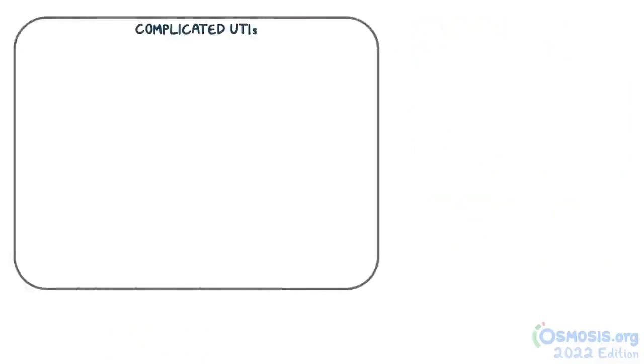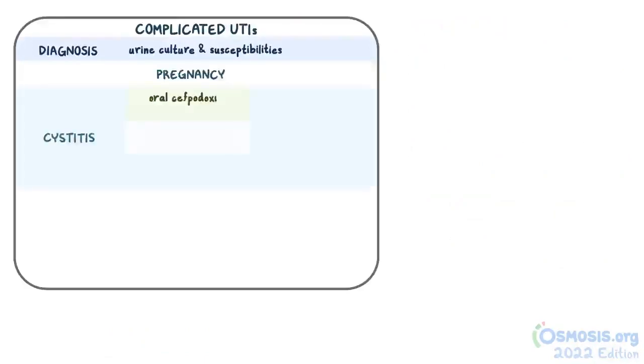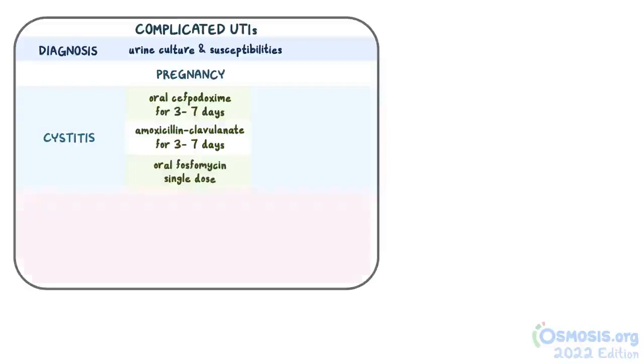Complicated UTIs are those where the individual is at risk for developing a severe infection, and in this case, urine cultures and susceptibility testing is always done. In pregnancy, cystitis is treated with oral cefpodoxime or amoxicillin clavulanate for 3 to 7 days, or oral fosfomycin in a single dose, and acute pyelonephritis with IM ceftriaxone or IV cefazolin.